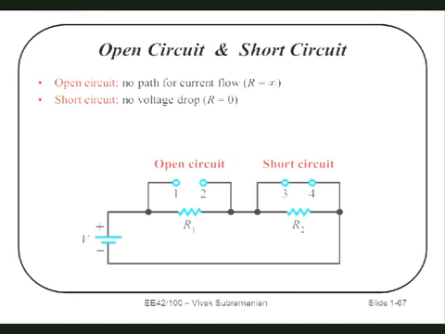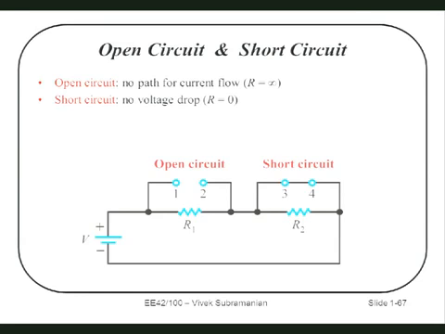No voltage drop. Because the resistance, you said it right. You said, I want a really low resistance there. That's exactly right. But the definition of short circuit is essentially a zero resistance, so you have no voltage drop. So, open circuit is no path for current flow. Short circuit is no voltage drop.